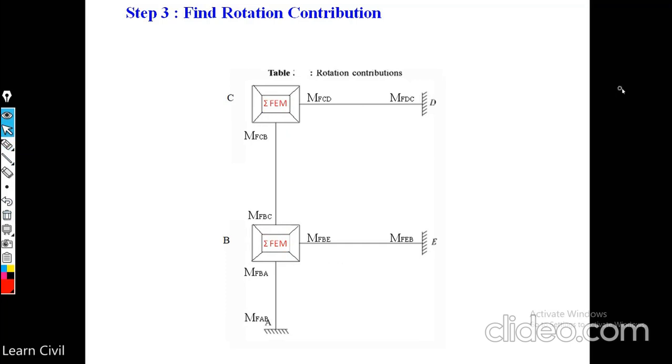Then we'll write down the rotation factor for each corresponding member in the space provided here. We'll be writing down the rotation factor for CB here, for CD here, for BC here, for BE here, and for BA here, like this.